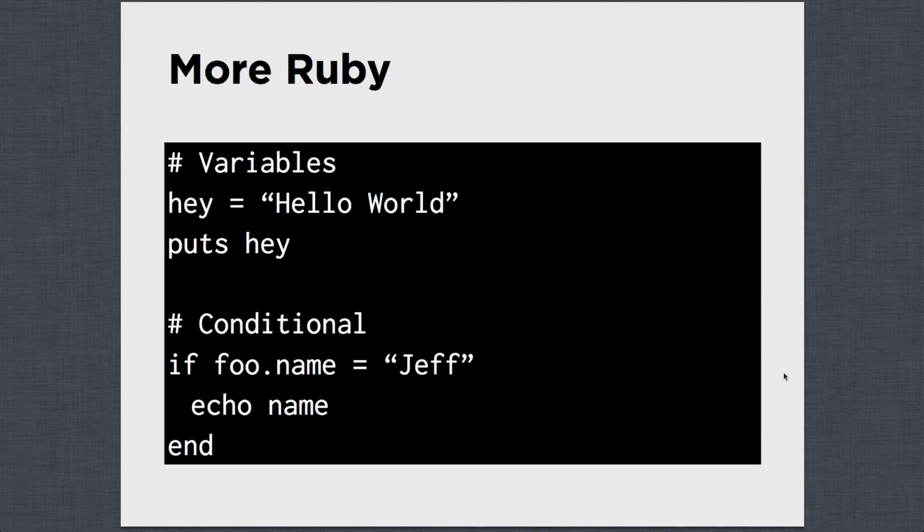So here's a little bit more Ruby, again, variables and conditionals. You can see this is a little simpler than Bash. It's a little nicer syntax. We have our variable names up here, and then our conditional is just an if and an end statement, and we can execute on the conditional within that block.